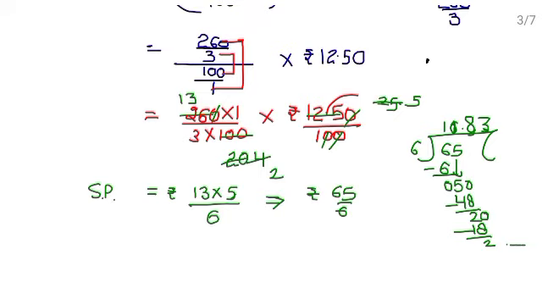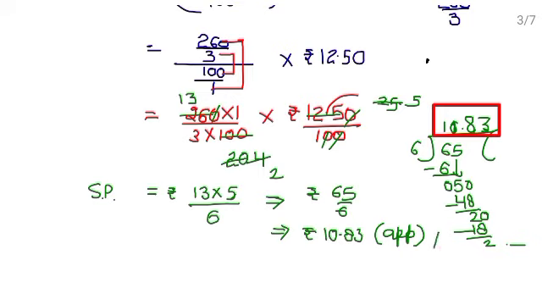So what is your answer? 10.83. And students, this is non-terminating. It is not dividing completely. So we will write it as approximate. So this is 10.83 and this is the approximate value. Okay. This is your answer.